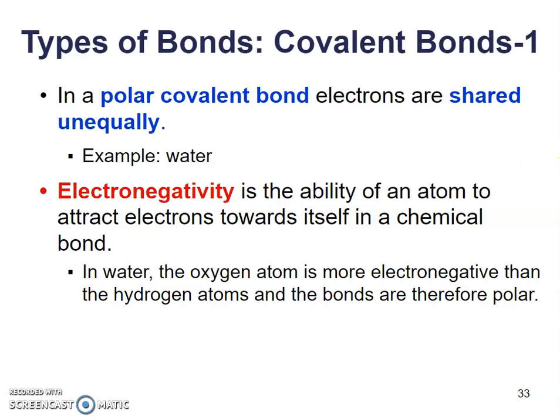Types of covalent bonds. In a polar covalent bond, electrons are shared unequally. An example of this is water. Electronegativity is the ability of an atom to attract electrons toward itself in a chemical bond. In water, the oxygen atom is more electronegative than the hydrogen atoms, and the bonds are therefore polar. That is because oxygen has more electrons in its outermost shell, so it can pull more of that electronegativity toward itself.